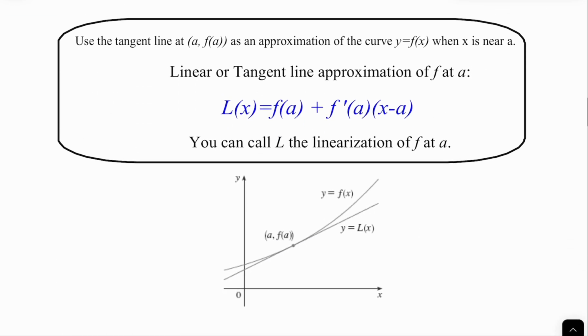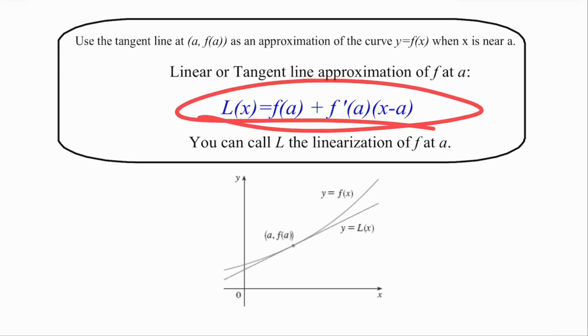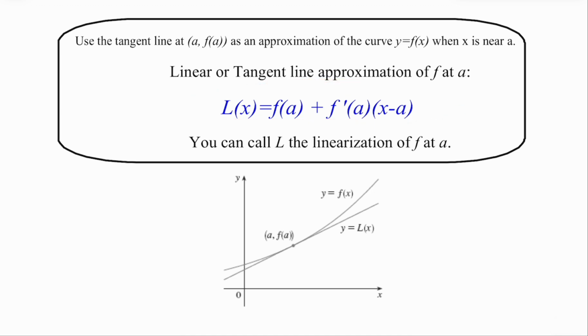So here is a formula you are going to need to know, that the linear or tangent line approximation of f at some value a is L of x, which is given by f of a plus f prime at a times x minus a. And we call that L function the linearization of f at a. So we've got this function here, and if we want to approximate what's happening at a, we can use the slope of our tangent as an approximation.